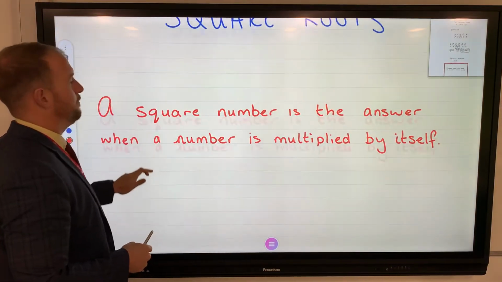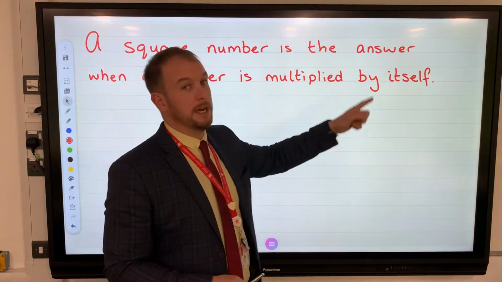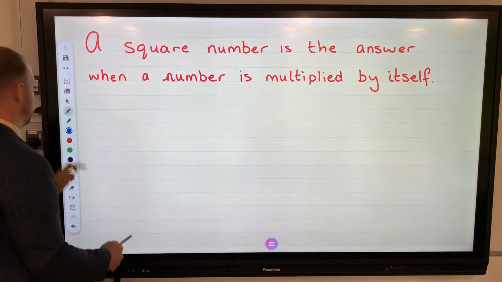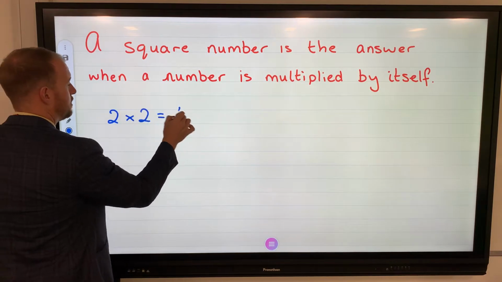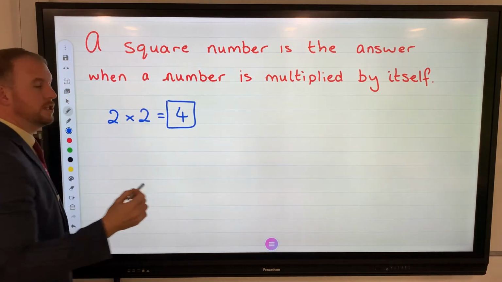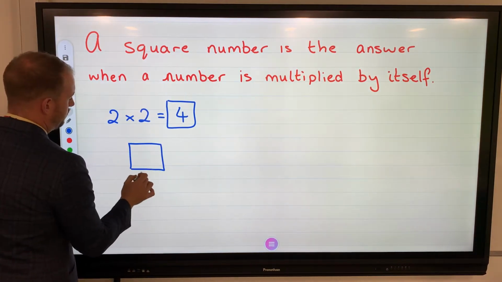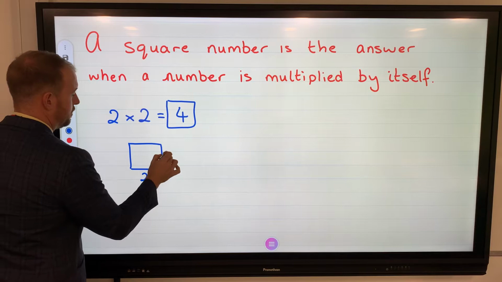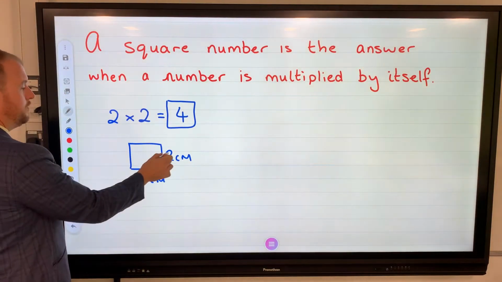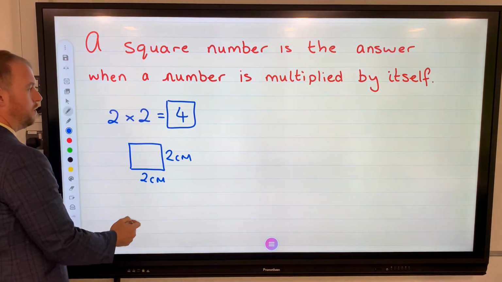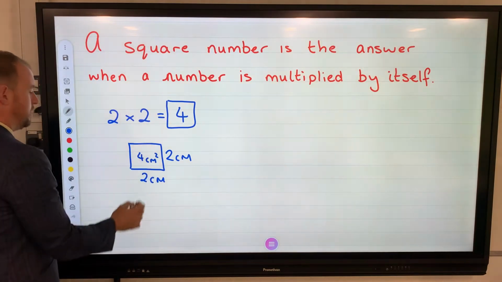Now a square number is the answer when a number is multiplied by itself. For example, if I had 2 times by itself, 2 times 2, the answer is 4. 4 is a square number. If I drew a square and this length was 2 centimetres and that one was 2 centimetres, the area, 2 centimetres times 2 centimetres, would be 4 centimetres squared. 4 is a square number.